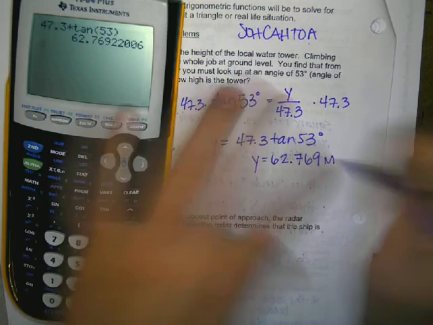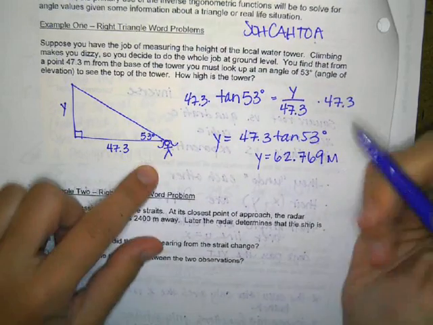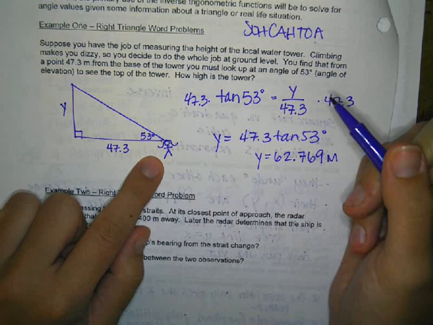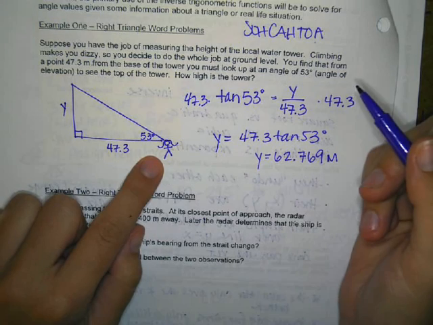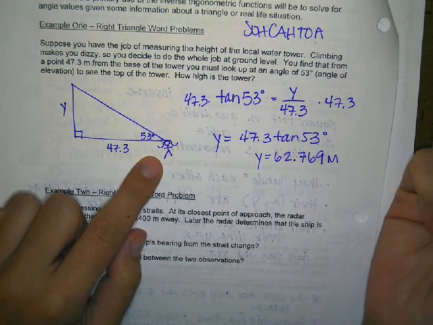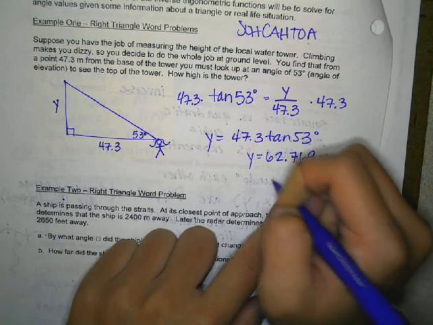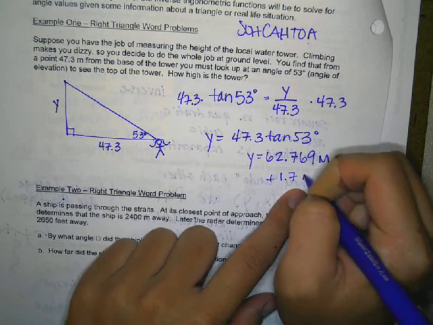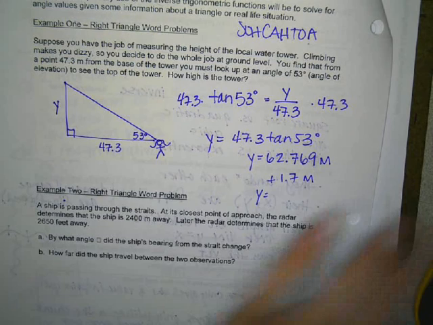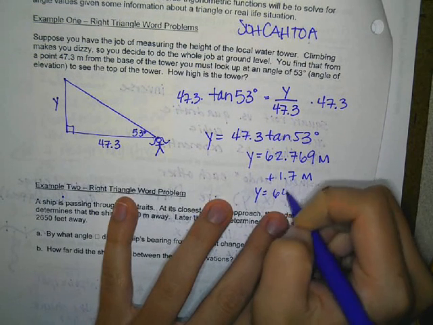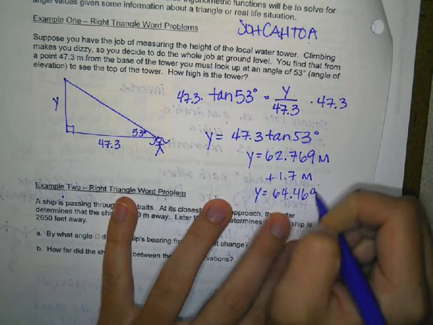Now, this is not taking into account the height of me. I'm about 1.7 meters, so we're going to add 1.7 meters. And so your final tower height would be 64.469 meters.